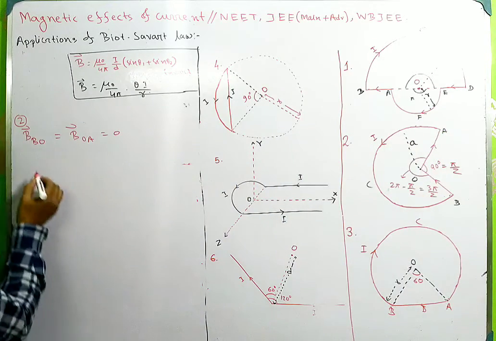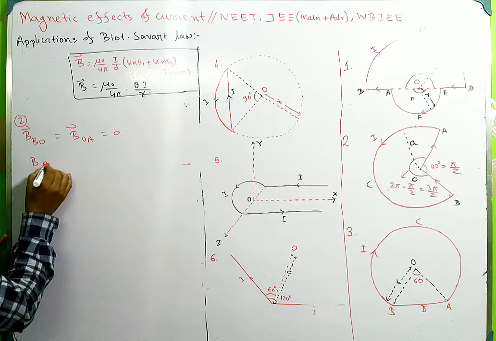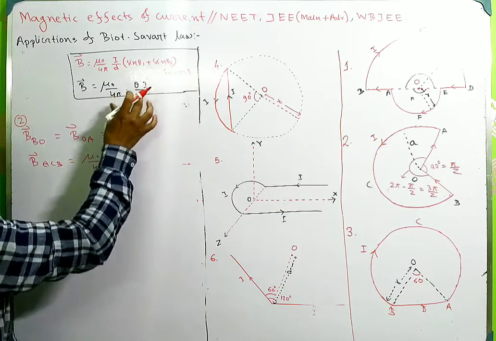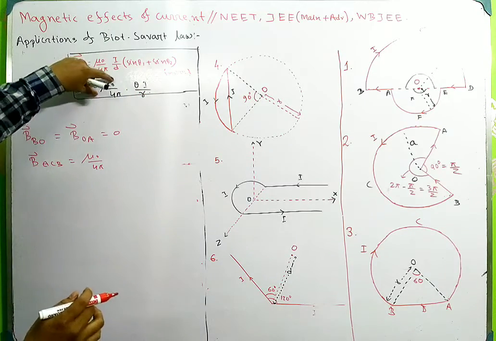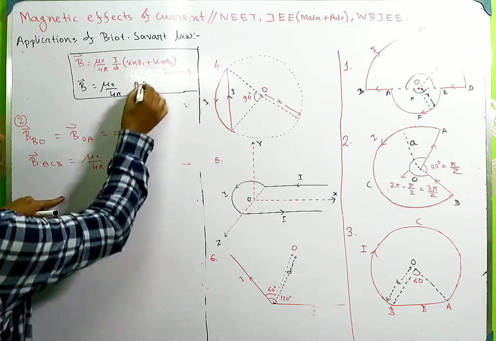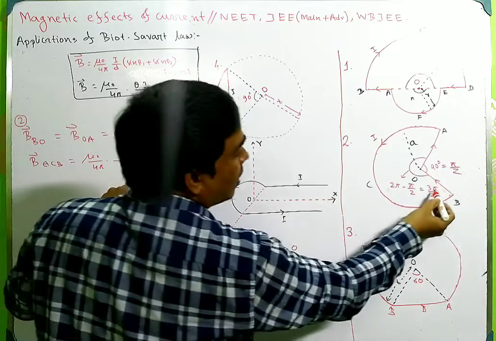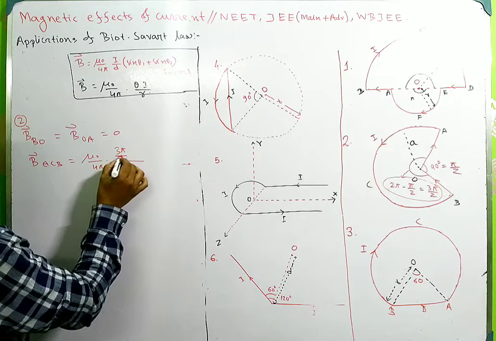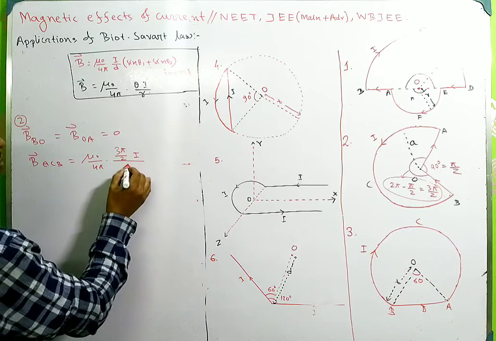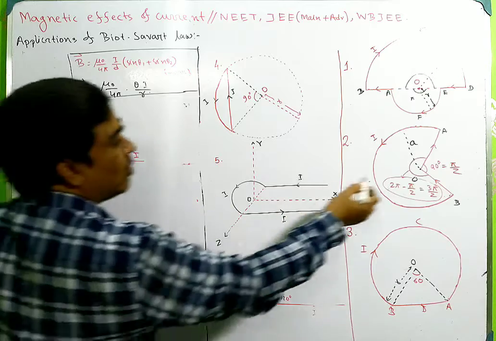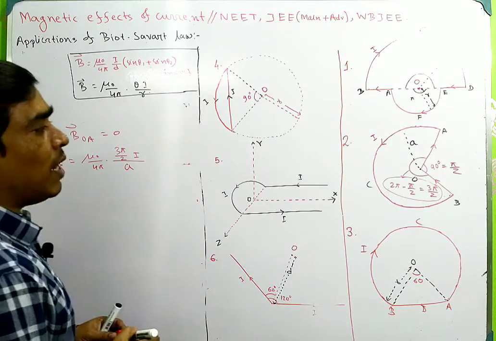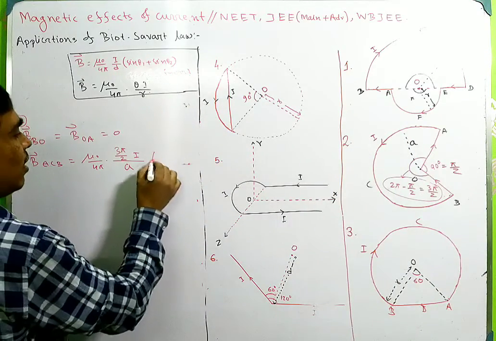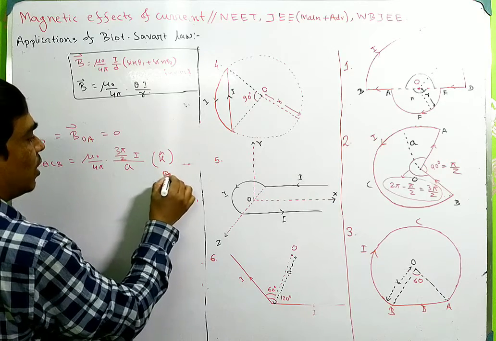That means ACB. So the magnetic field for the ACB portion will be mu 0 by 4 pi. We can calculate it by this formula, 4 pi into theta I by r. What will be theta? This is the theta, 3 pi by 2. So it is 3 pi by 2 into I divided by A. This is A. The direction of the magnetic field here is in this way, so outward. So this is k cap, that means it is outward.